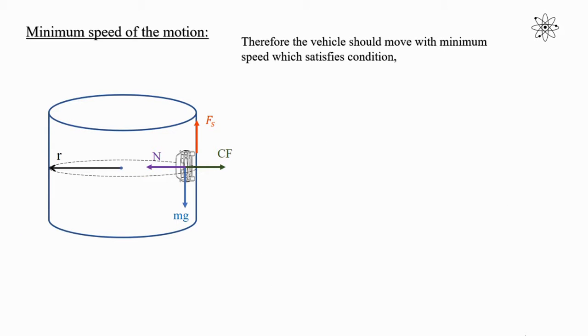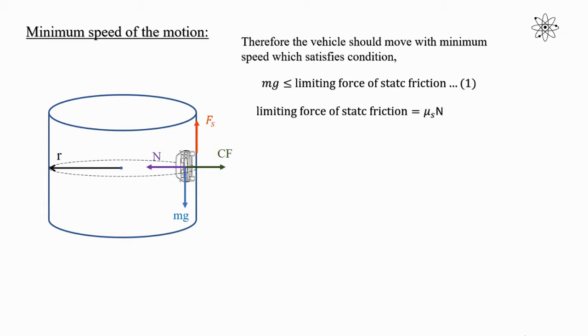Therefore, the vehicle should move with minimum speed which satisfies the condition mg less than or equal to the limiting force of static friction. But we know, student, the limiting force of static friction is equal to mu s into N, where N is the normal reaction. But we know, student, the second condition for the motion is N is equal to mv square upon r. Now let's substitute the value of equation 2 in equation number 1.